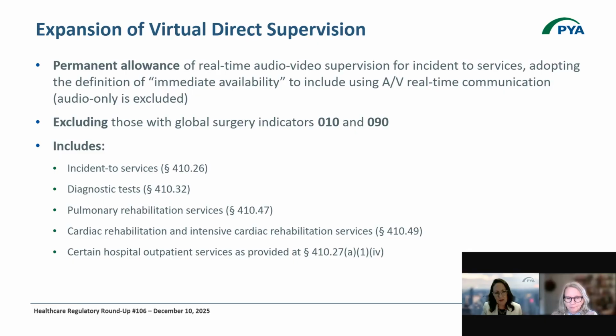What it does include is incident to services. I'll note that this provision of 410.26 is only speaking to those status or category 5 and the 99211 services in its provision. So that's specifically what they're talking about, and those that they included in the 2025 fee schedule: diagnostic tests, pulmonary rehab, cardiac rehab, intensive cardiac rehab, and certain outpatient hospital services. So if any of your services qualify under any of these provisions, then you can continue to provide these under virtual direct supervision, ensuring that the physician is available by that audiovisual real-time communication.